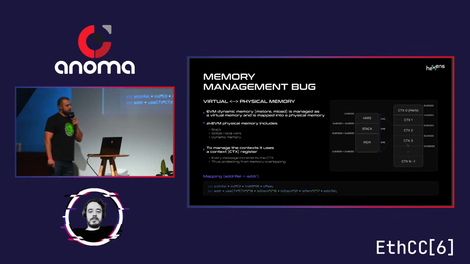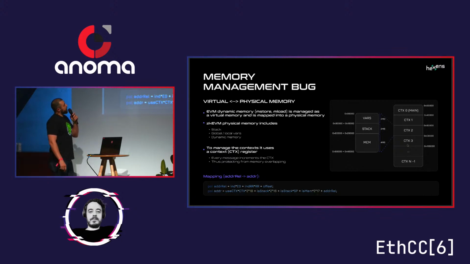So the first one is the memory management bug that we found. Basically, how zkEVM handles the dynamic memory in EVM. You have stack, you have dynamic memory where the mstore and mload happen. And zkEVM also follows this microprocessor logic, and it has one physical memory. For it, all these context-based stacks and dynamic memories are virtual memory, mapped with a certain formula to a real address, like physical addresses, right?